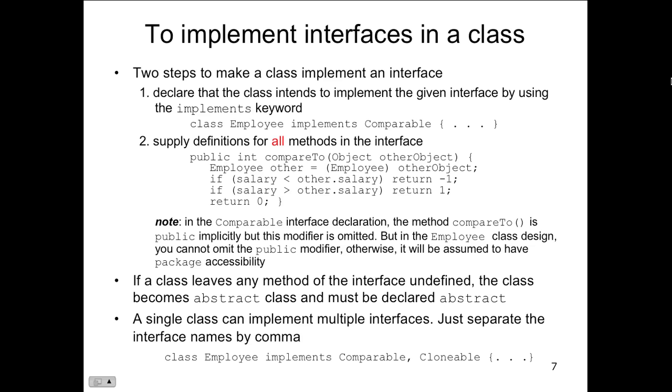So, to implement the interface in a class, there are 2 steps to make the class implement an interface. Here we go. We declare that the class intends to implement the given interface by using implements. So class Employee implements Comparable, and then we have the rest of the class body that follows it. Or supply definitions for all of the methods in the interface.